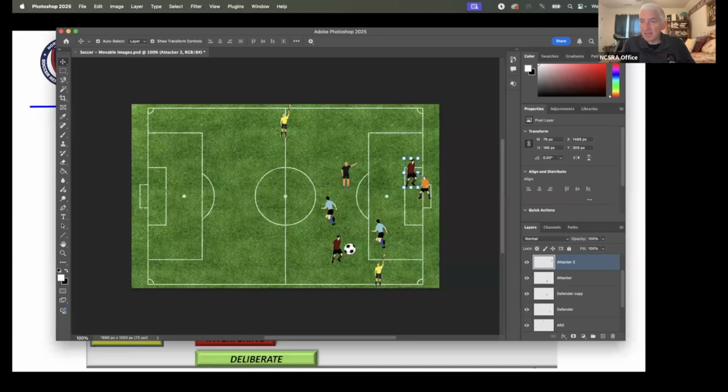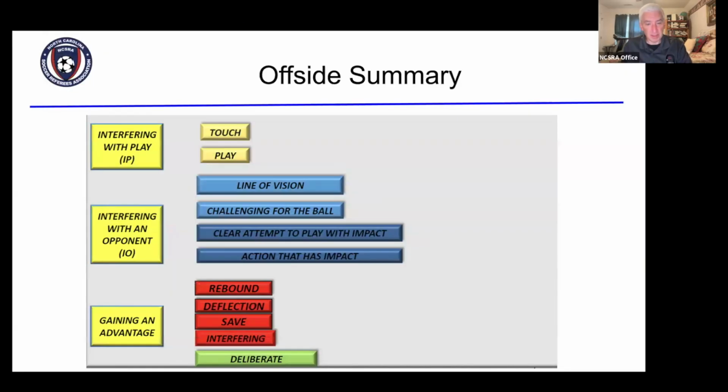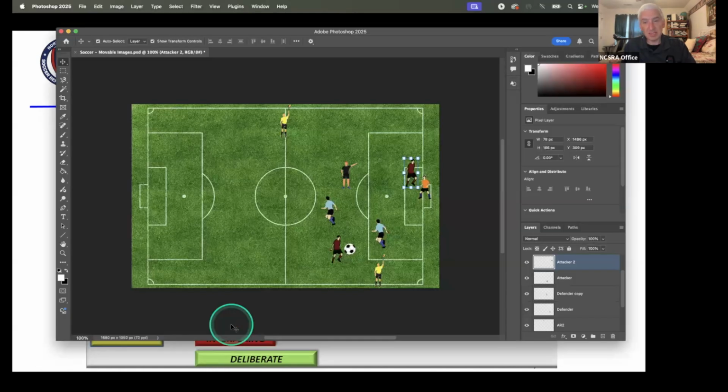Uh-oh, we've got several onside, several offside. Good. We've got two ways to think about this here. Notice that on our chart, gaining an advantage by being there off of a save. If that's the case, this is still offside. Okay, because he gains an advantage from being there. All right.